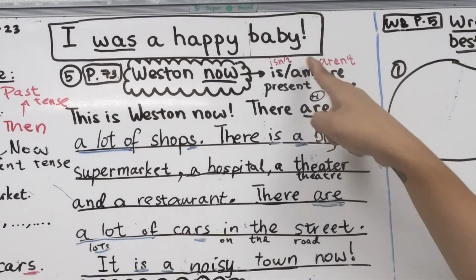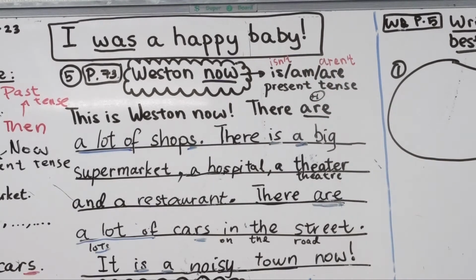Now, am is only used if you're talking about I. So I am or I am not, right? But here we're talking about the things we can find in the town. So we use is, isn't, are or aren't, okay? Now let's try to do the Weston part, Weston, right?